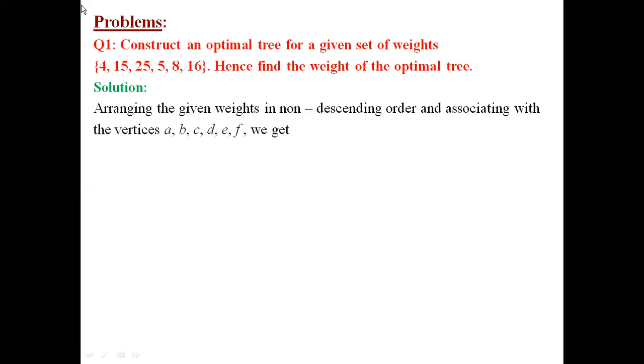Arranging the given weights in non-descending order first, we associate the vertices A, B, C, D, E, F with each of these weights. So we have step 1, the isolated vertices, because there are 6 weights given to us: 4, 15, 25, 5, 8, 16. Each one of them we label by A, B, C, D, E, F, and we are arranging them in increasing order, starting from the least weight. Within brackets are the weights of those isolated vertices. So A carries the weight 4, B has the weight 5, C has the weight 8, D the weight 15, E the weight 16, and finally F the weight 25.